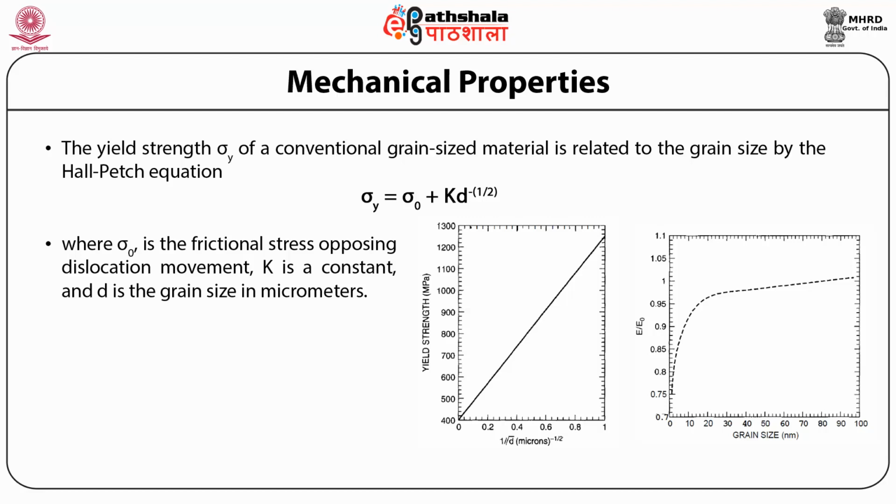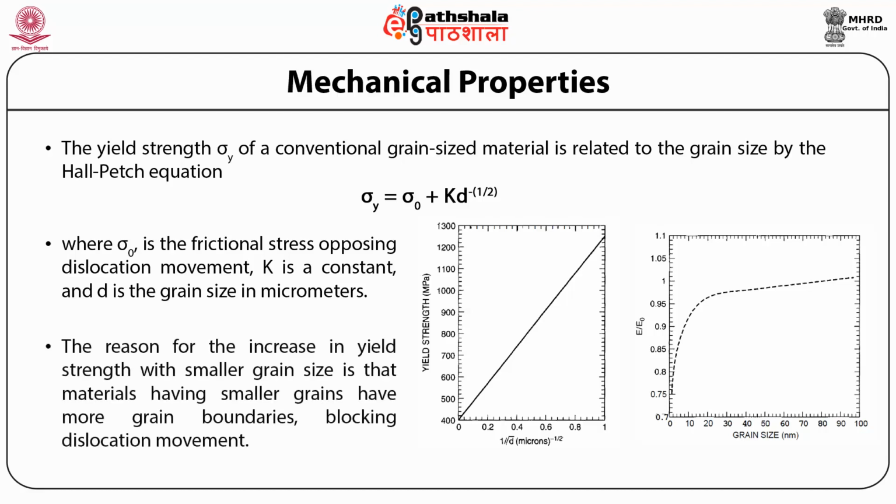Assuming that the equation is valid for nano-size grains, a bulk material having a 50 nanometer grain size would have a yield strength of around 4.14 gigapascals. The reason for the increase in the yield strength with smaller grain size is that material having smaller grains has more grain boundaries, blocking dislocation movement.